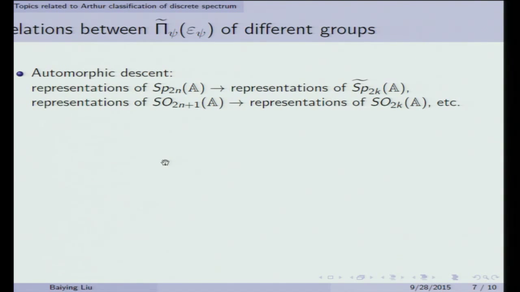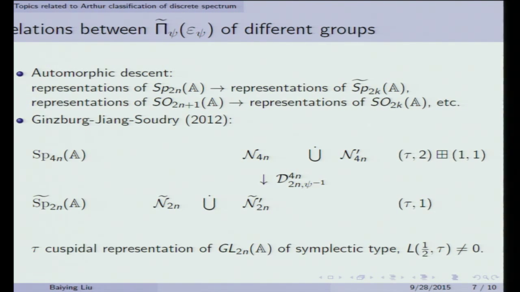The next topic is about relations between packets of different groups. The automorphic descent produces a map like this. Given some representation of symplectic groups, you can apply this descent, and you get some representation of some double cover, because in some step you have to integrate against the theta series. So that's the double cover. And they have some representation of also orthogonal groups. We can get some representation of even orthogonal groups, like this. So from these maps, one may wonder whether there's some relation between the packets of these groups.